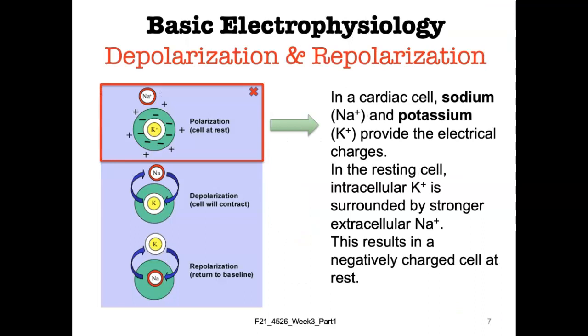So back to basic electrophysiology, depolarization and repolarization. In a cardiac cell, there are two primary chemicals that provide the electrical charges. You have sodium, which is on the outside, and potassium on the inside. In the resting state, the potassium is on the inside, and it is a positive ion, but it's not as strong as sodium, which is on the outside. So the potassium is surrounded by stronger extracellular sodium. This results in a negatively charged cell at rest.